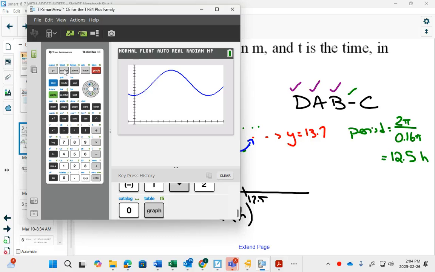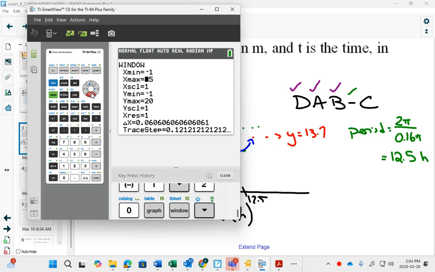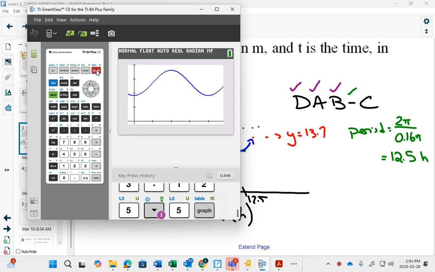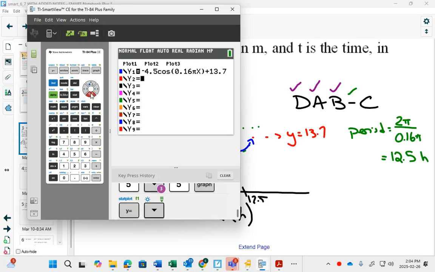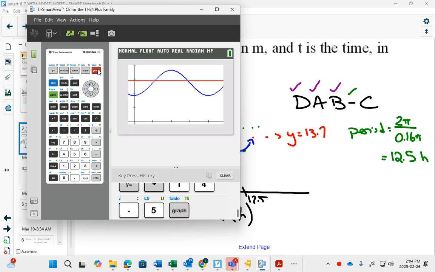Also, things I can do on the window is I can change my scale, like 3.125 is what my tick marks were. And maybe for my y's, I'll just go up by 5s. Then it draws my marks at different places. Now it's really starting to look like my graph. Okay? In y2, I can write 14.5, and it will draw a horizontal line at 14.5.